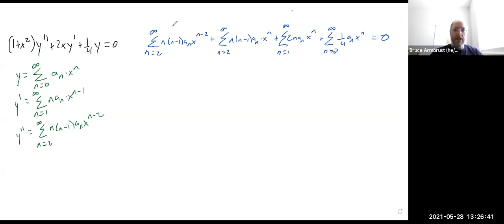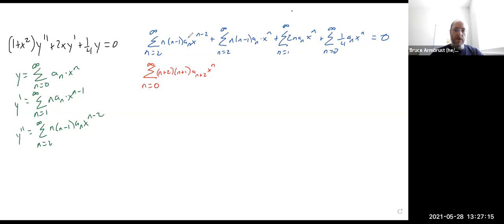So I'm going to change colors just to illustrate that this is the one that I'm changing here. So I'm going to get n plus 2 times n plus 1 times a sub n plus 2 times x to the n. So I'm shifting it 2, so n plus 2. And then because I'm shifting it 2, I have to change my initial start. And this one, we actually go the other direction. We subtract 2.